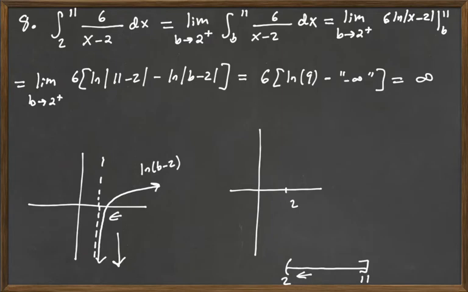The graph of 6 over x minus 2 is going to have a vertical asymptote at 2, and here's roughly what the graph would look like, and I have shaded in the area that we're going to follow there. If this were going to converge, this would have to close up faster than it did, and so this is a divergent improper integral. Okay.